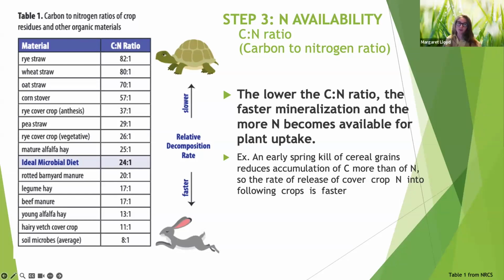And so although an early termination of a cereal cover crop will give you more nitrogen in the short term, and it will mitigate the risk of immobilizing N because you're keeping that C to N ratio low, it does reduce the total biomass that's going in. And so the building of that soil bank is less.